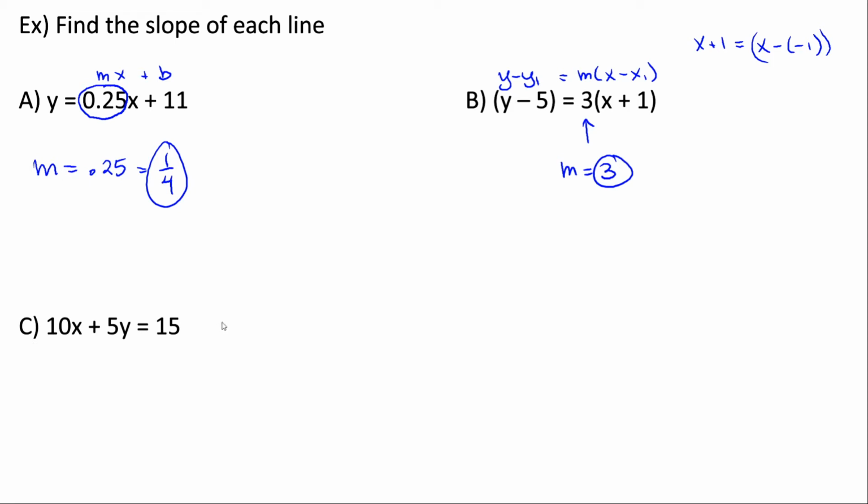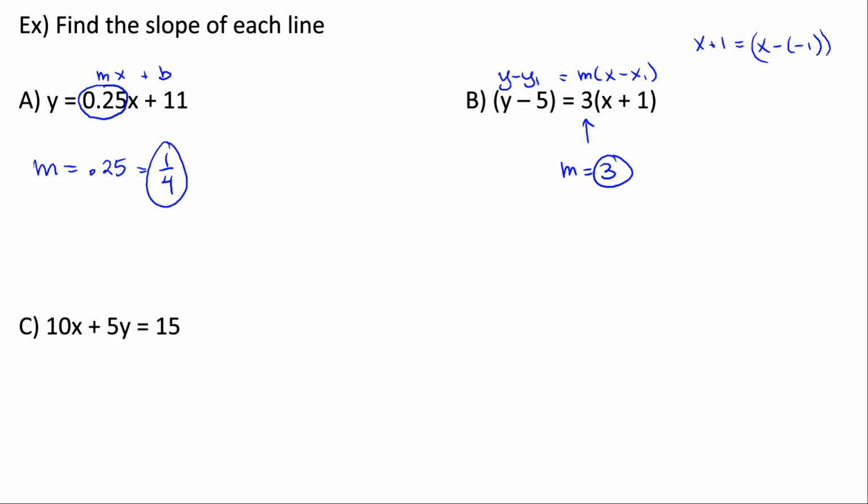Now let's look at part C. We can't easily identify what our slope is. A common mistake some people might make, because we have nice examples like A and B, is to think, okay, well, our slope is 10. But we can't know that until we rewrite it in one of these two forms. So we're either going to have to rewrite it in slope-intercept form or point-slope form. I'm going to opt to rewrite it in slope-intercept form because it's a little bit easier to do that.